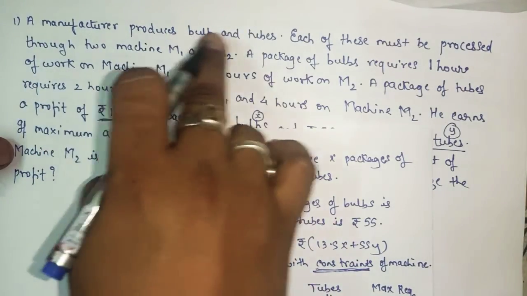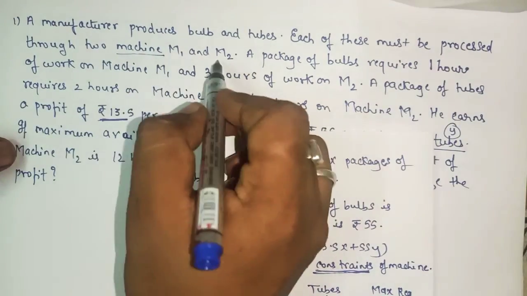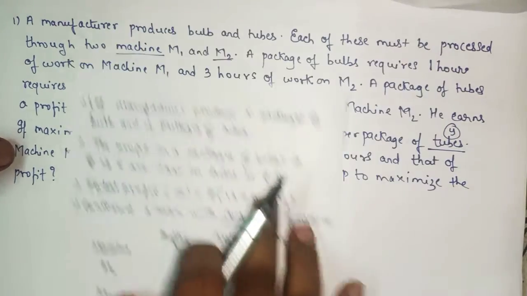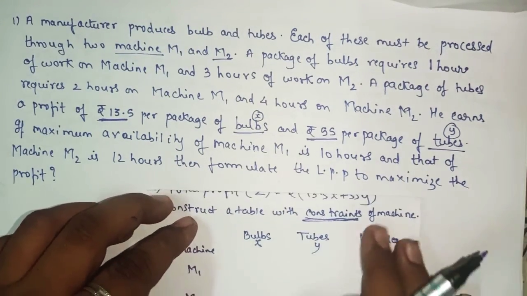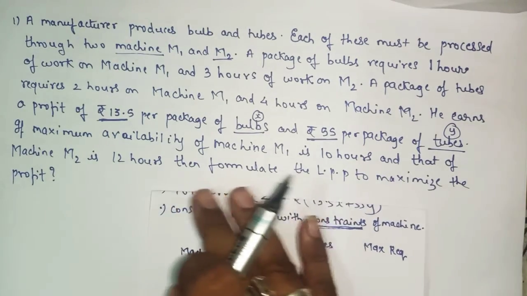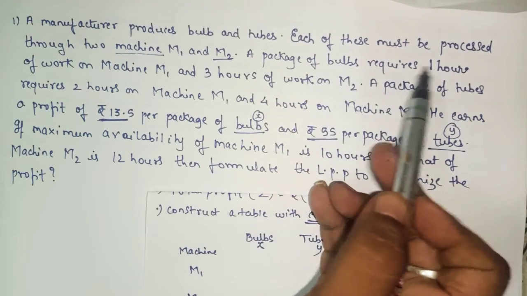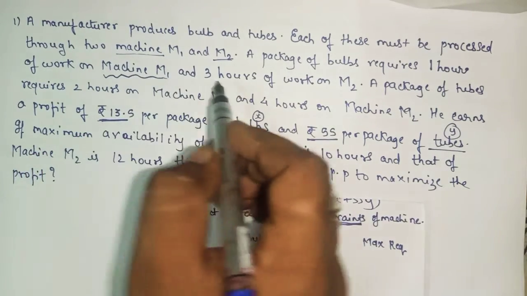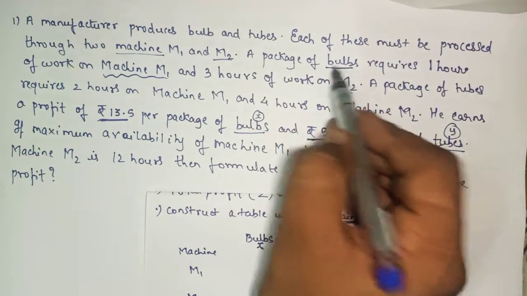The manufacturer produces bulb and tube. Each of these must be processed through two machines. So here we have two machines, machine 1 and machine 2. So that we will write here, machine 1 and machine 2. Okay, then after this, let's see how to construct a table and how to frame the equation. A package of bulb requires 1 hour of work on machine 1, 3 hours of work on machine 2. A package of bulb. Can you see bulb here?